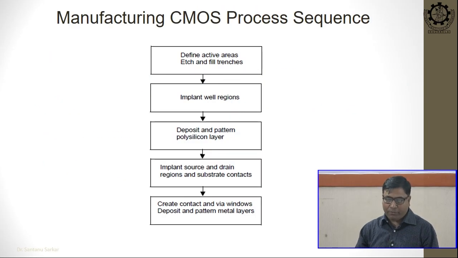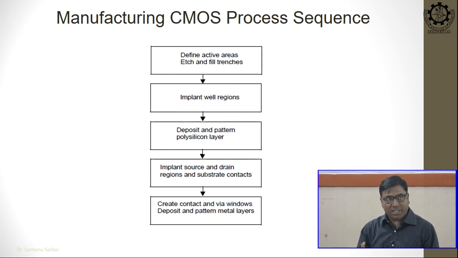So, this is the manufacturing process of CMOS technology. Define your active area, etch and fill the trenches, implant well regions, deposit and pattern the polysilicon, implant source and drain, create contact via windows, deposit and pattern the metal layers. So, whatever we discussed, step by step, broadly these are the steps that you will be doing.